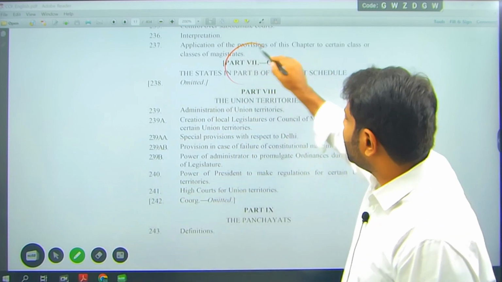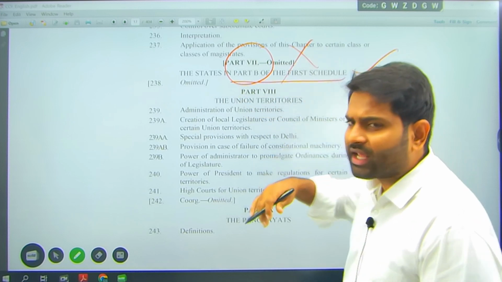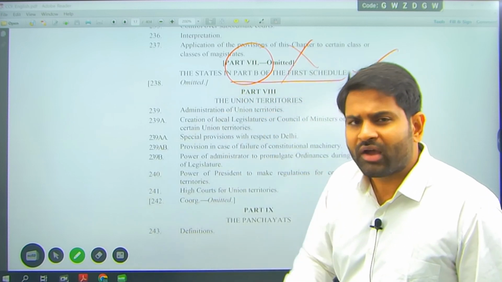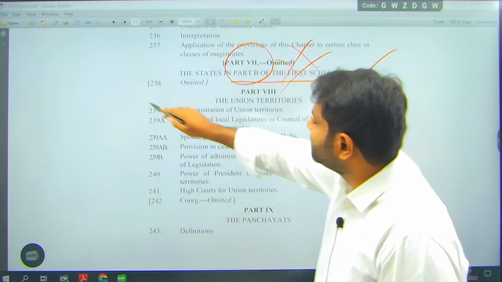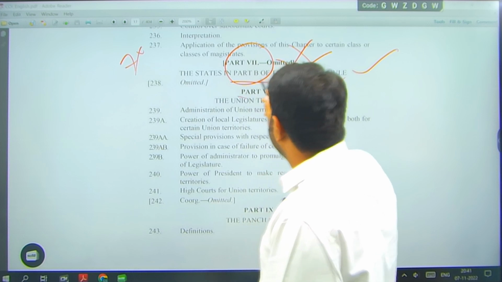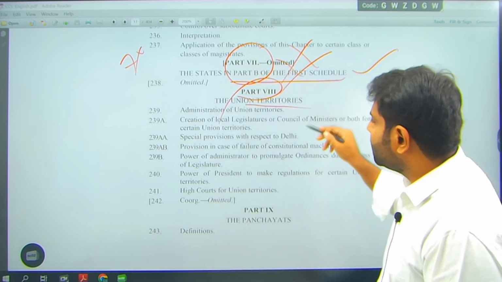Next, the seventh part. There is no such part, it was omitted because these were the types of states we used to have, a sub-state mechanism. We don't have it now, we lost it in evolution, so you don't have to remember anything. Seventh part is deleted, omitted. But the eighth part we have: union government, union territories.